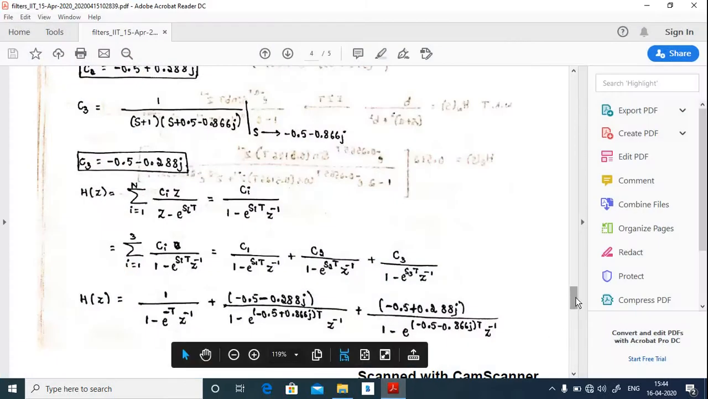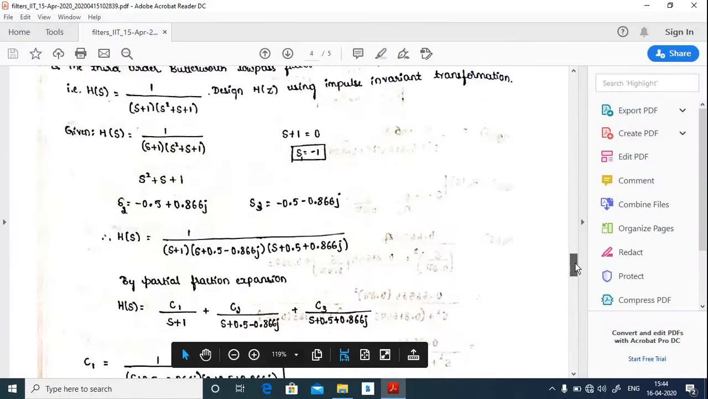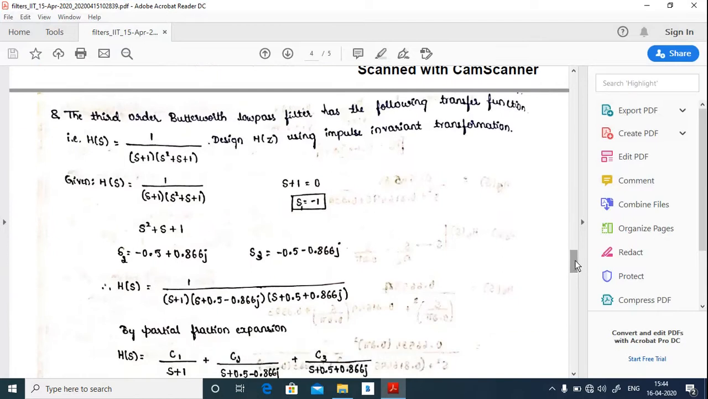Very good morning. Today we'll see one more problem on impulse invariance transformation technique. The problem is like this. The third order Butterworth low pass filter has the following transfer function: H(s) = 1 / ((s + 1)(s² + s + 1)). Design H(z) using impulse invariance transformation.